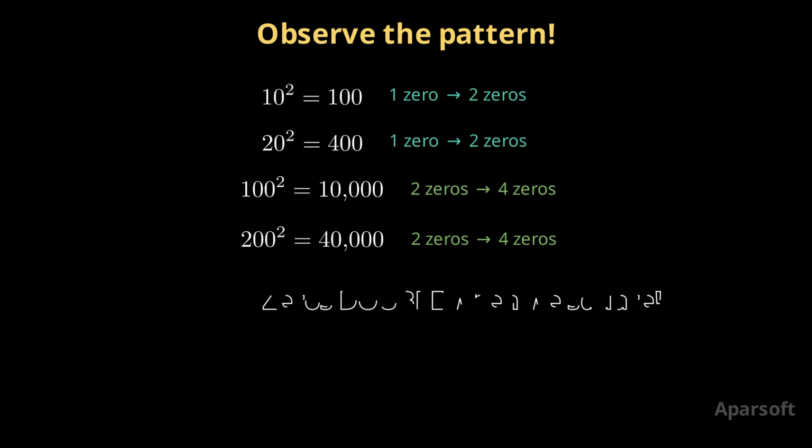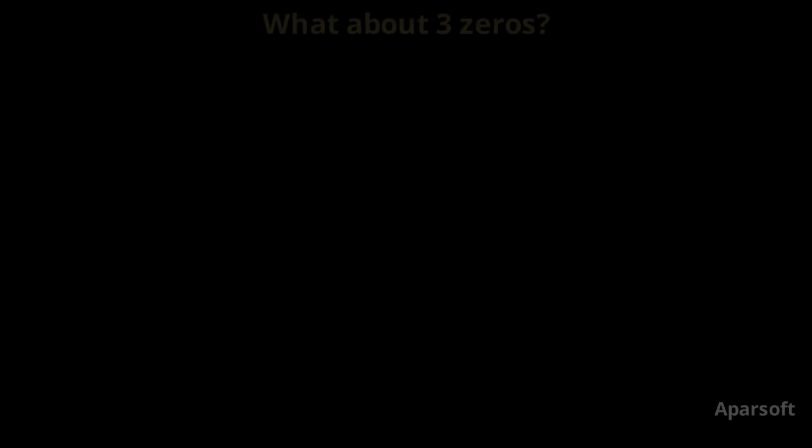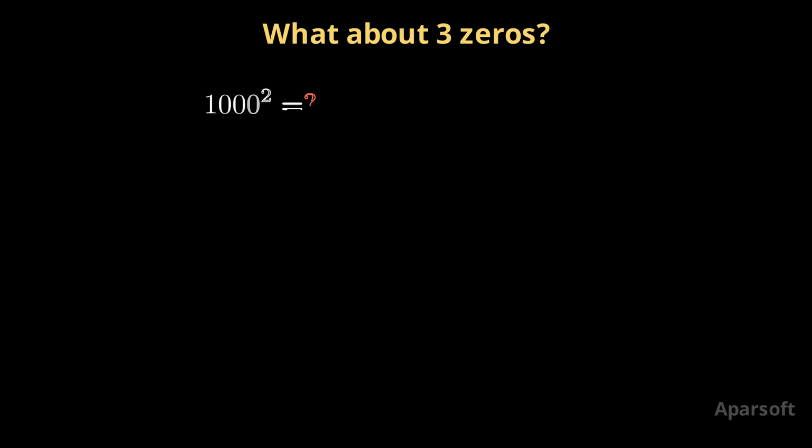Do you see the pattern? The number of zeros doubles when we square. So if 1 zero becomes 2 and 2 zeros become 4, then 3 zeros should become 6. Let us check with a real number. 1000 has 3 zeros at the end.